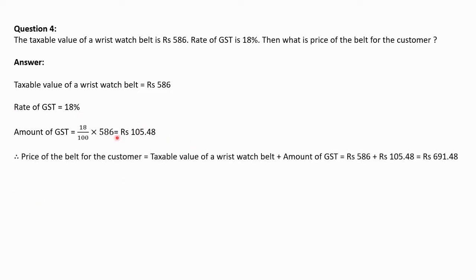So the price of the belt for the customer will be the taxable value of the wristwatch belt plus the amount of GST. So that will be 586 plus the amount of GST, that is 105.48. If you sum it up, you'll get rupees 691.48. Thus, the price of the belt for the customer is rupees 691.48.